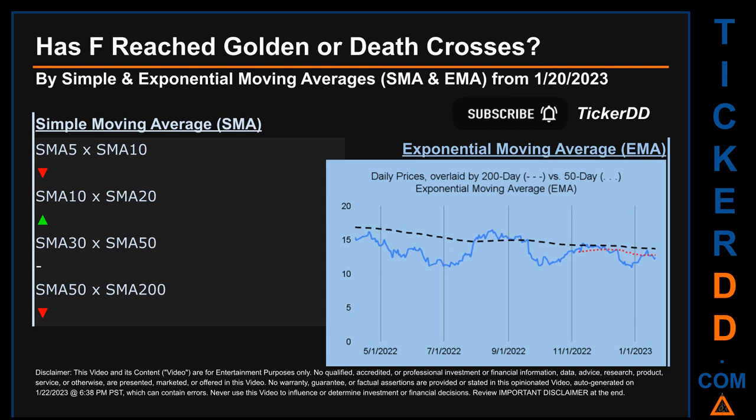We found a golden cross signal for the 10 to 20. We found a death cross signal for the 5 to 10. We could find neither a golden cross nor a death cross signal for the 30 to 50.